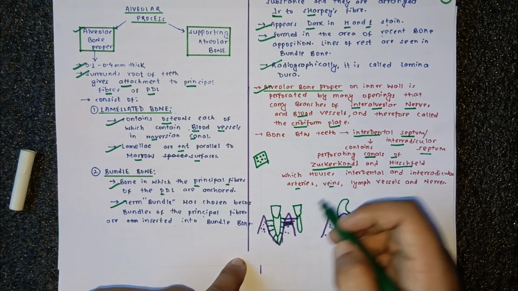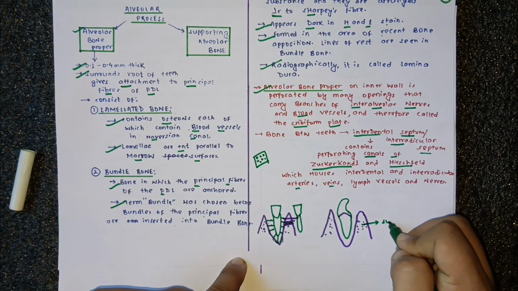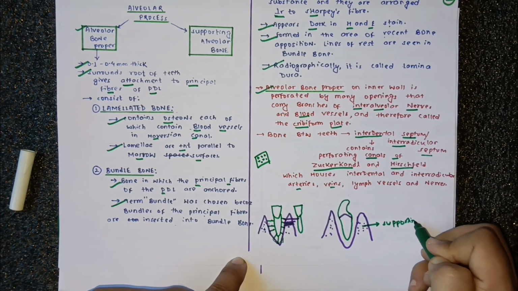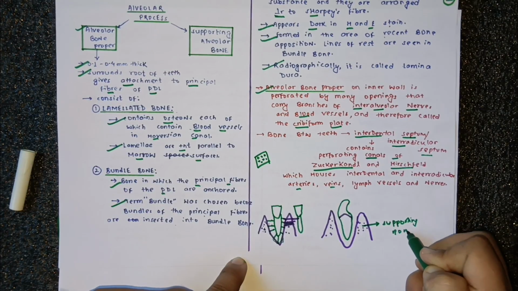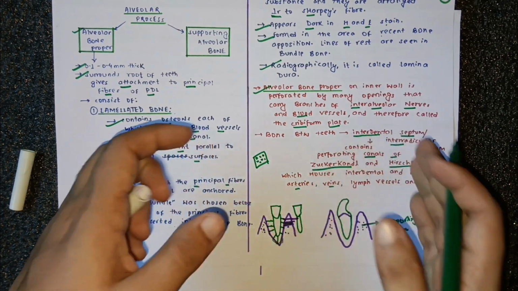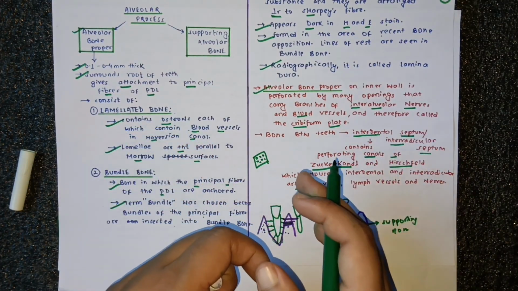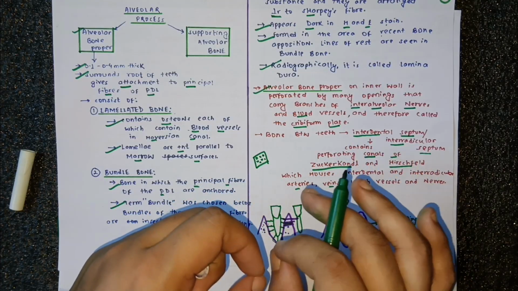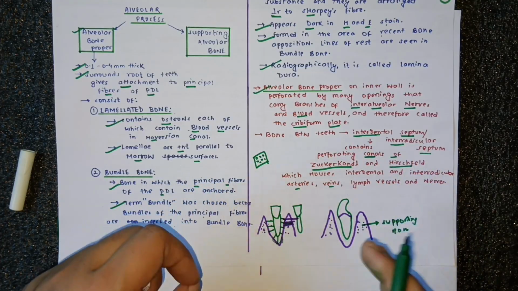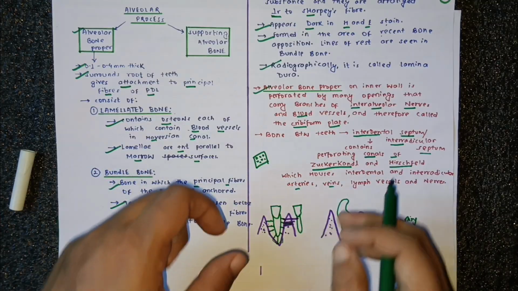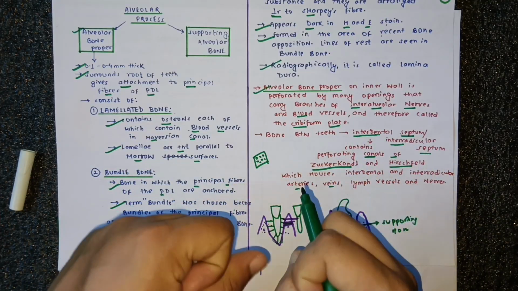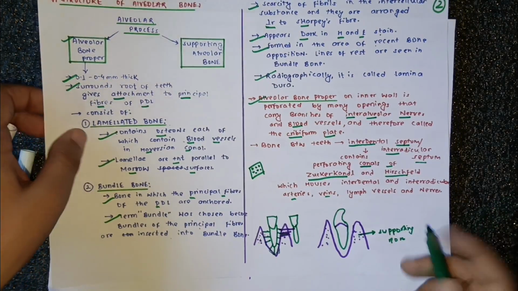They are the supporting bone. This is a side view and this is the supporting bone. It is the bone that is supporting the alveolar bone proper to anchor the periodontal ligament fibers. In easy language, this is the supporting alveolar bone which is supporting the alveolar bone proper to anchor the periodontal ligament more strongly.